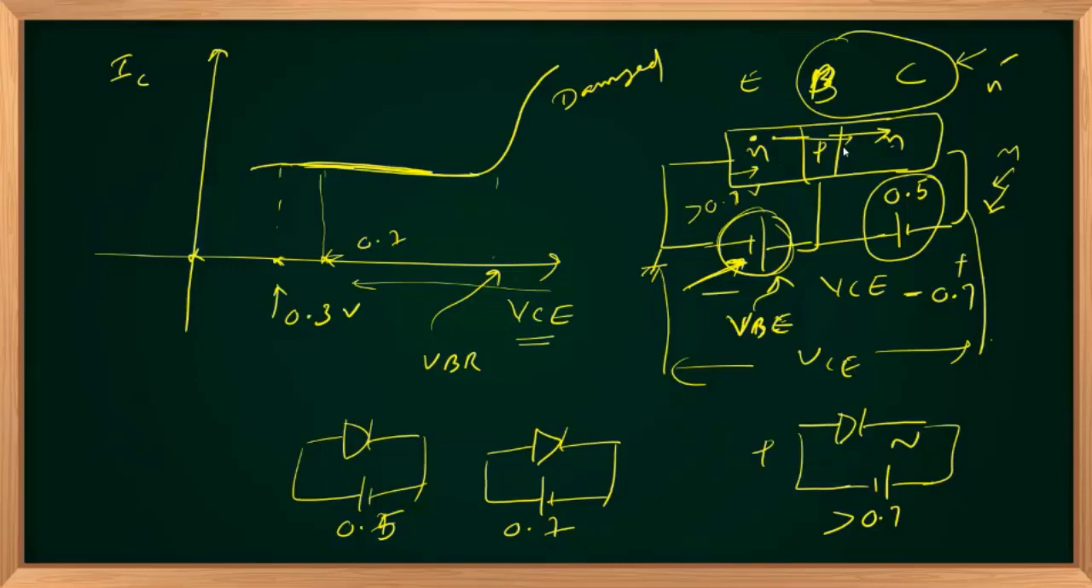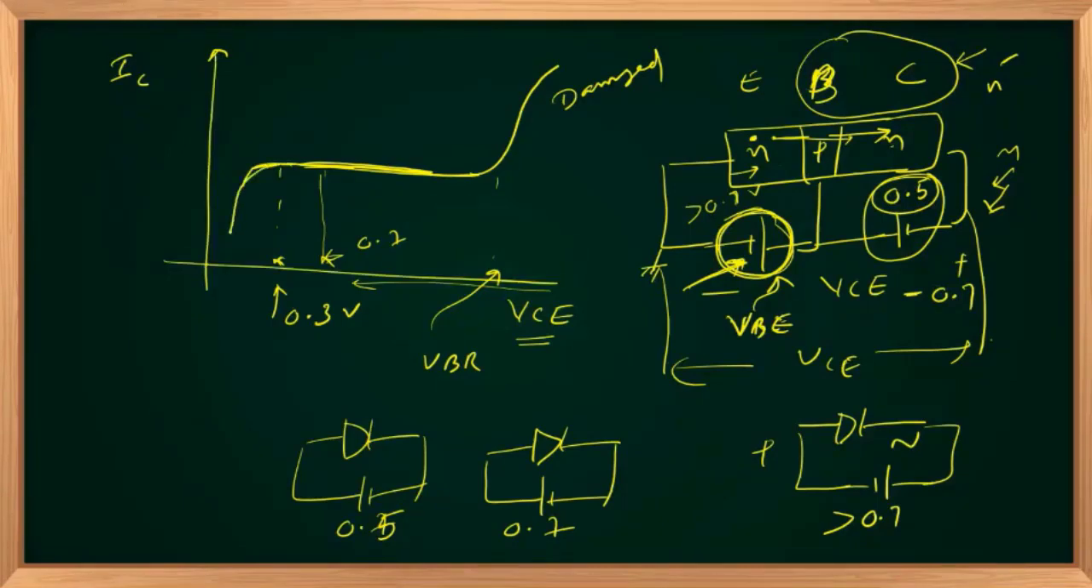Then I will have a sharp decrease in current. That happens when VC is approximately minus 0.5, and I'm keeping VB the same at 0.7. Saturation will occur when VCE equals a voltage. How much is it? VCE equals a voltage. That value is nothing but 0.2. That 0.2 is the sum of this 0.7 with a minus 0.5. So 0.7 minus 0.5 will give you 0.2.